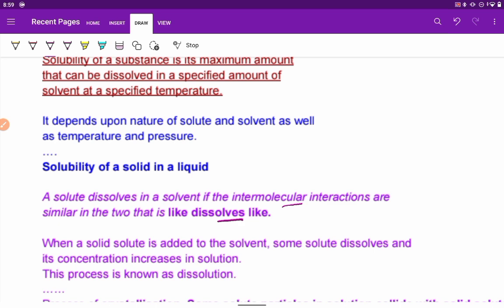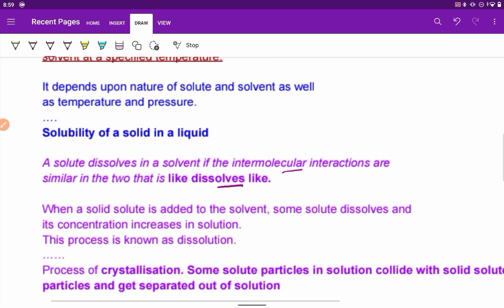Now actually what is the phenomenon which is going on? Whenever a solid solute is added to a solvent, some of the solute will dissolve, and when the solute dissolves, the concentration will increase in the solution. This process is known as dissolution.